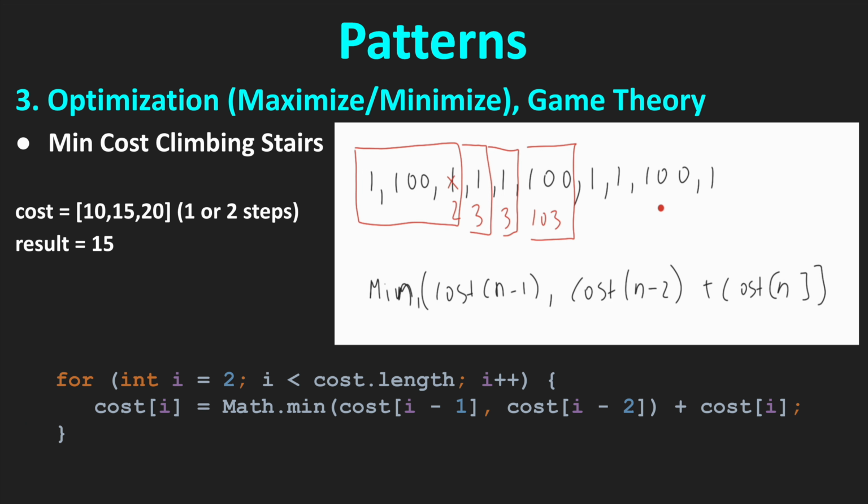So now let's go to another pattern. Another pattern I call optimization, maximize or minimize, or game theory. Whenever you see a problem where we need to find the maximum value or minimum value, or we need to maximize or minimize our solution, or that is somehow related to game theory, we are going to talk about that a bit later. That is an optimization problem. In that case, we are again using dynamic programming.